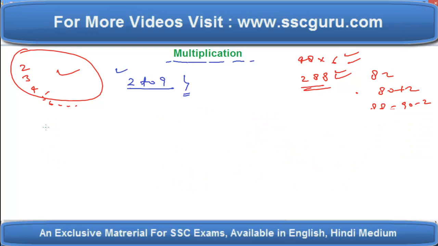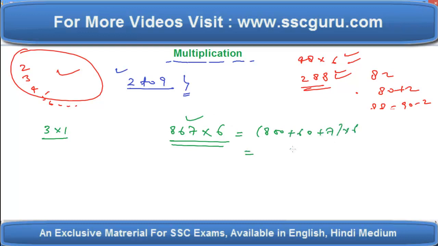Now suppose we have a 3-digit number multiplied by a 1-digit number, for example 867 multiplied by 6. If you remember the table of 6, you can do it directly, but you can also think of the number as 800 plus 60 plus 7, multiplied by 6. In that case, 6 eights are 4800, plus 360, plus 42.